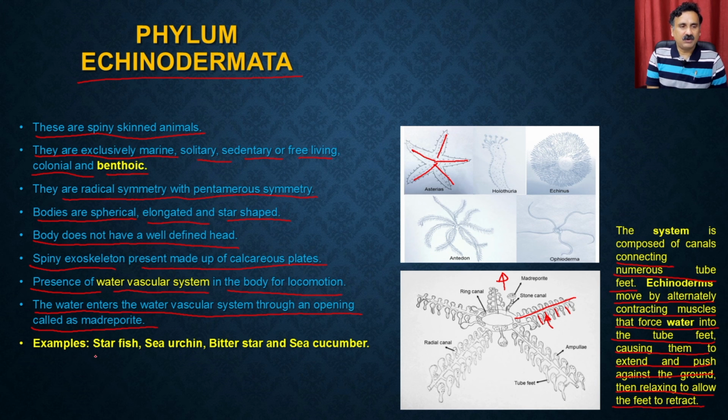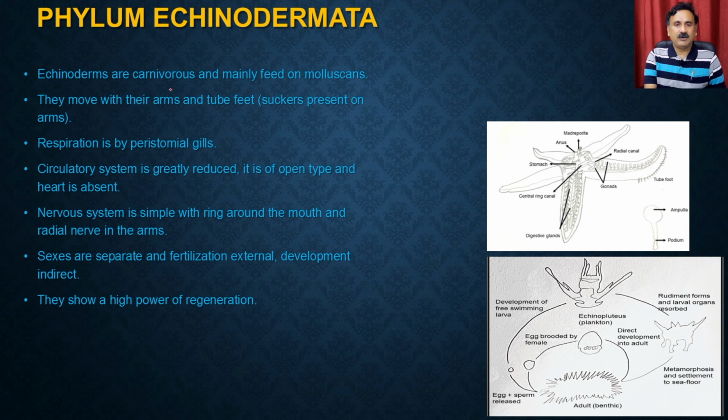The examples of this phylum are starfish, sea urchin, brittle star and the sea cucumber. Now, echinoderms are carnivorous, which means they feed on other animals, and they mainly feed on the molluscs. They move with their arms and the tube feet. The respiration is by the peristomial gills.